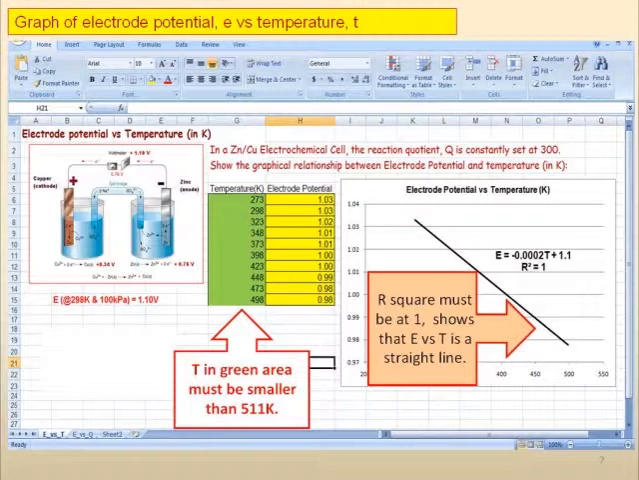The graph between E and T will look something like this, as shown on the right-hand side. The students should be aware that the value of T entered in the green area cannot be equal to or higher than 511 Kelvin, the decomposition point of zinc sulfate, which is the lowest of the two cell solutions. E is inversely proportional to T on the graph. I expect the students will apply the technique of linear regression and the coefficient of determination, R squared. In this graph, R squared is 1. It shows that the line is indeed a straight line.